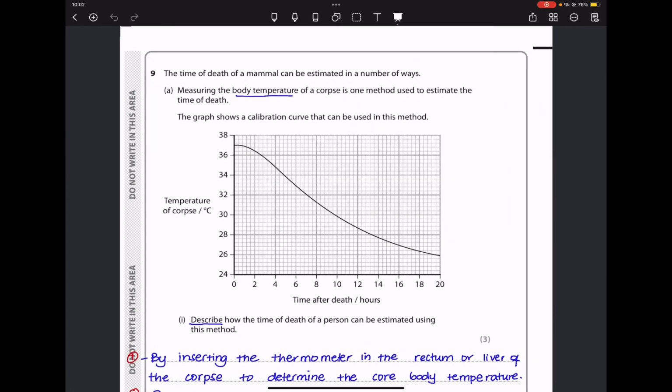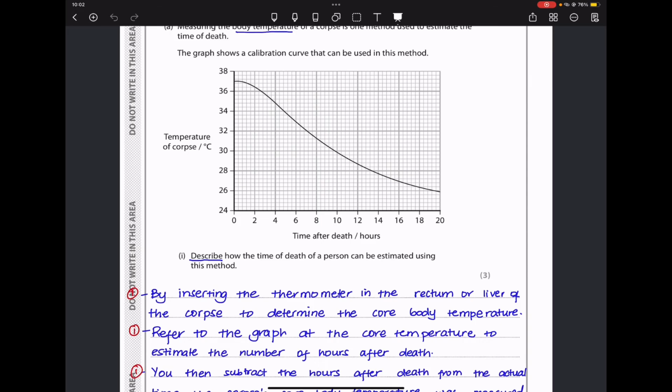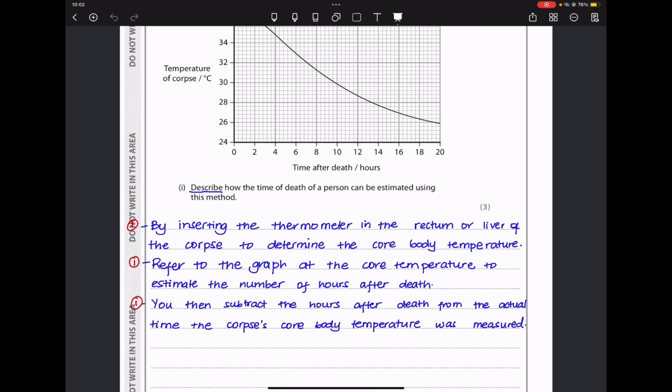In question 9, the time of death of a mammal can be estimated in a number of ways. Part A says, measuring the body temperature of a corpse is one method used to estimate the time of death. The graph shows a calibration curve that can be used in this method. On the horizontal axis, we have time after death, and on the vertical axis, we have the temperature of the corpse. We see the temperature of the corpse is decreasing as time after death increases.